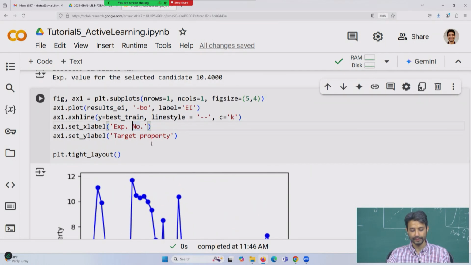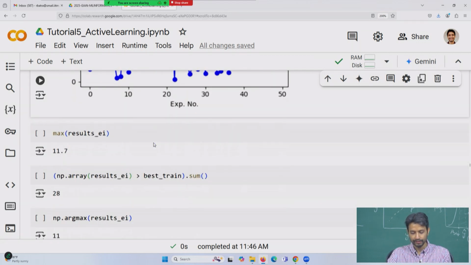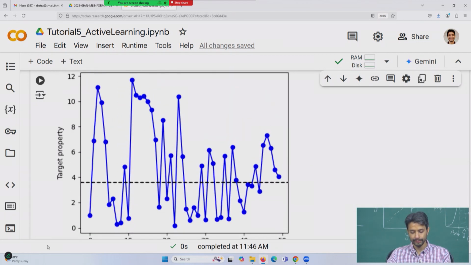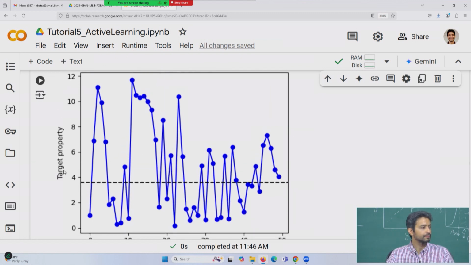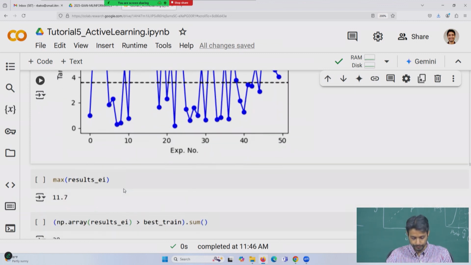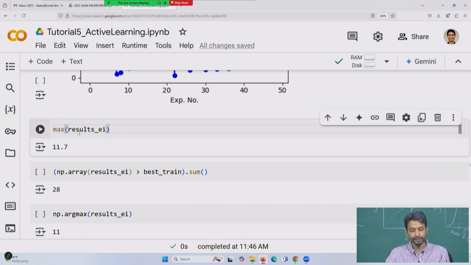Okay. And this is the plot. This plot tells me, for every experiment that I did, what was the actual property that I got from that experiment. Nowhere am I plotting the predicted property, I'm just directly plotting the experimental value. And what you will see is that once we run this, the maximum value of band gap that we found was 11.7, so much larger than the 3 electron volt that we started with.